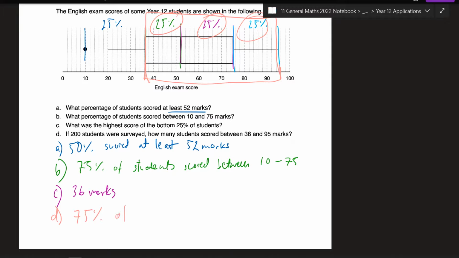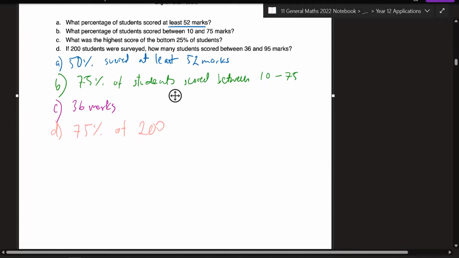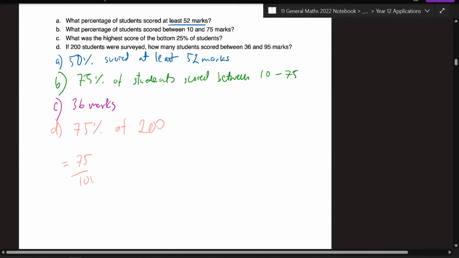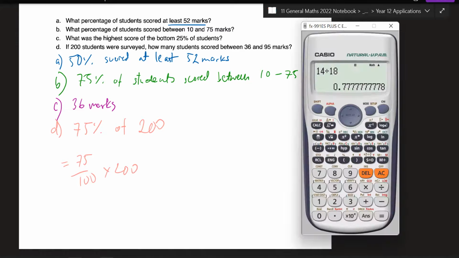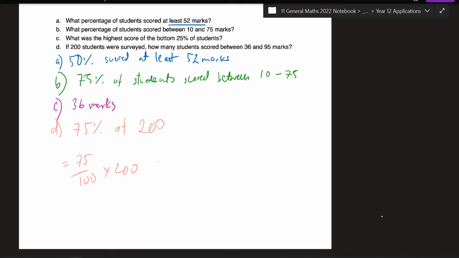So 75% of 200 students. Let's calculate that now. We do 75 divided by 100 times 200. You'd probably do it in your head, but it's 150.